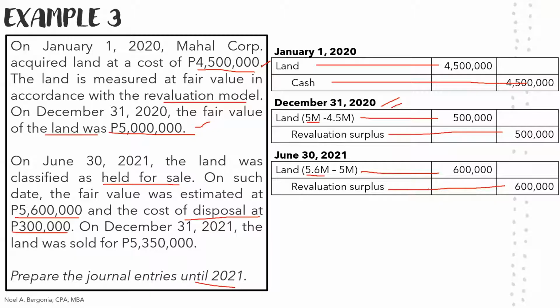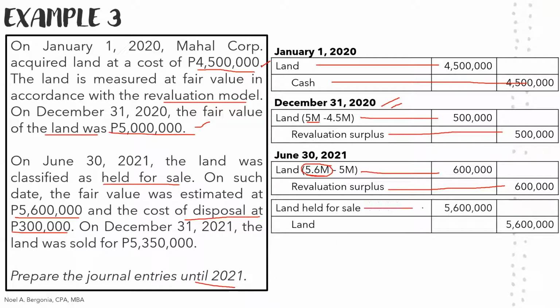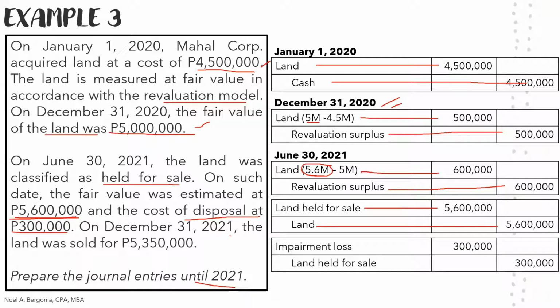And then, what will happen is yung buong 5,600,000 will now be charged to our held for sale. So debit tayo ng land held for sale and credit land, no, 5,600,000. Okay? Then after that, hindi pa natin na-recognize yung cost of disposal, di ba? So the cost of disposal will be an impairment loss and reduce our held for sale. So debit impairment loss, 300,000 and credit land held for sale, 300,000.